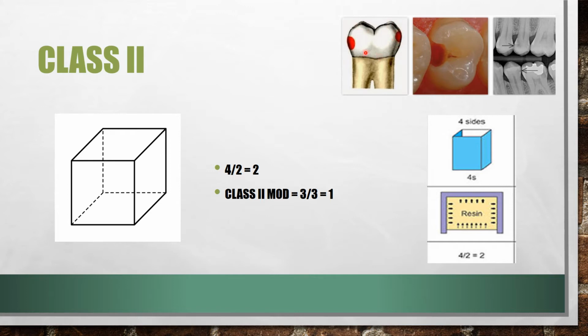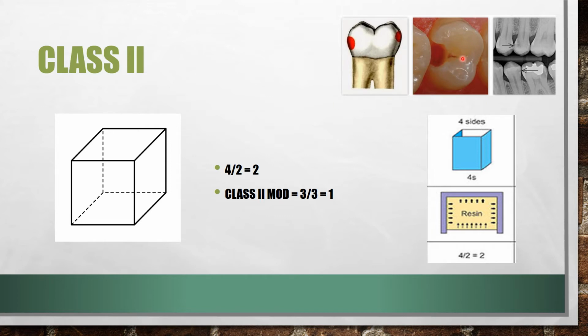So class 2 is basically involvement of the proximal wall in the posterior teeth. In this, the C factor will be 2. How? In this, there will be 4 walls which are bonded to the surface. Over here you can see this is your class 2 cavity.